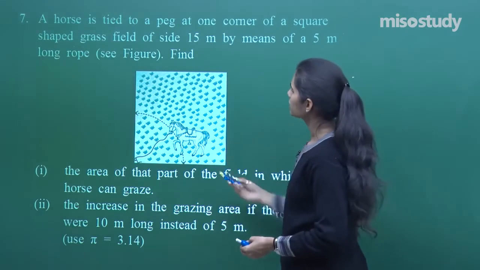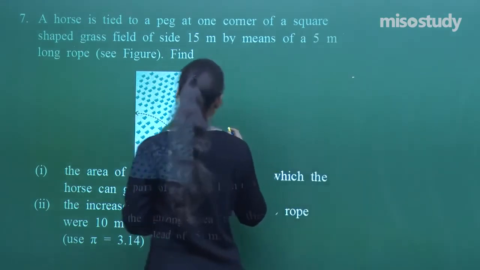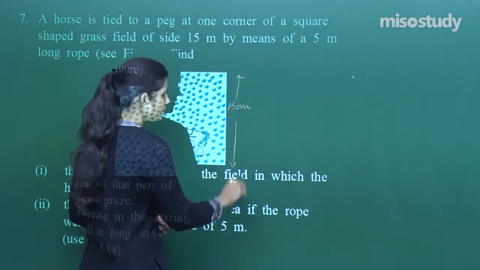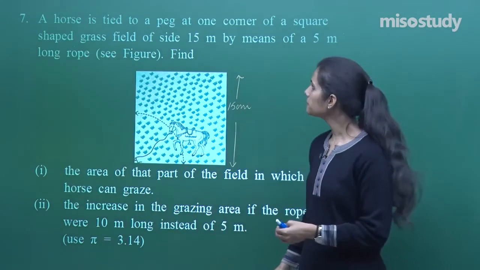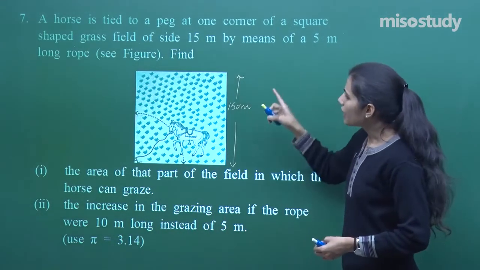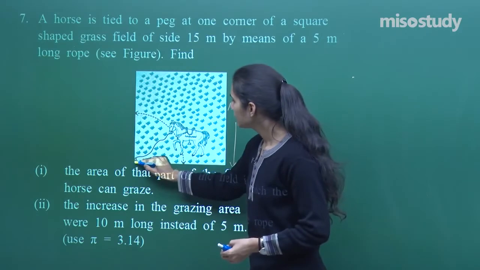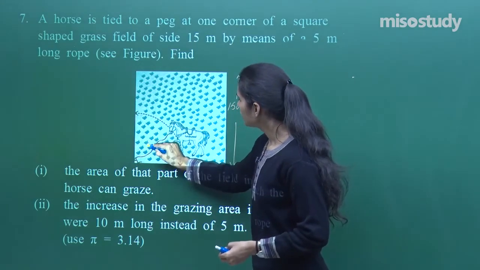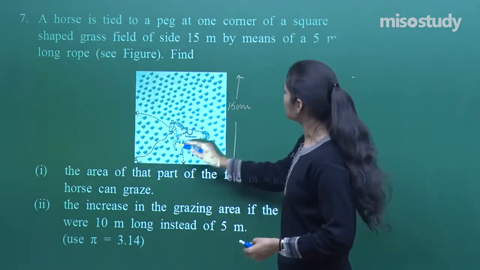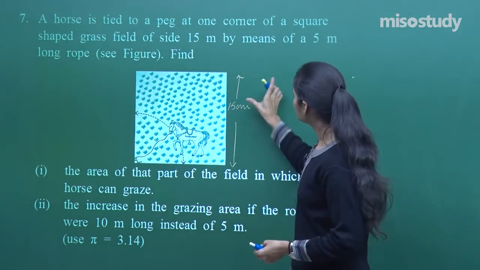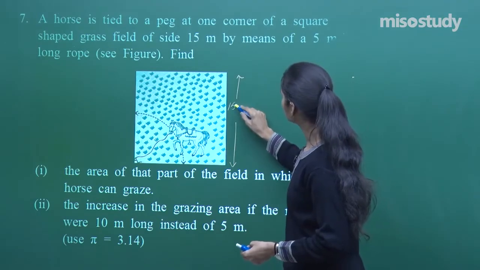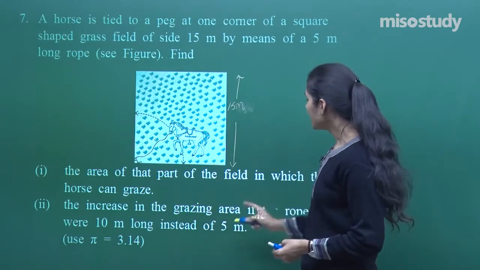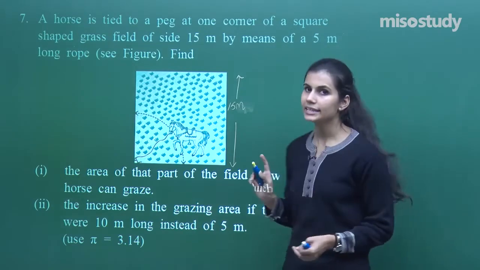It's a square grass field and each side is of 15 meters. So, each side is actually 15 meters in this square field, by means of a 5-meter long rope. So, you can see the rope, this is of 5 meters, even this is in meters, the unit is meters. Fine. Find the area of that part of the field in which the horse can graze.